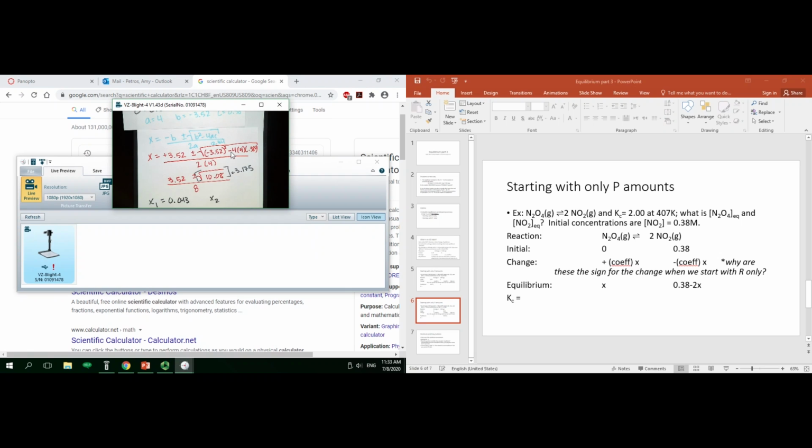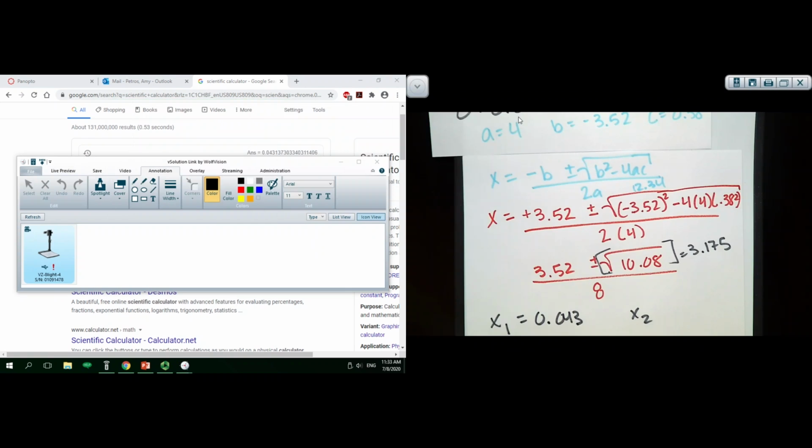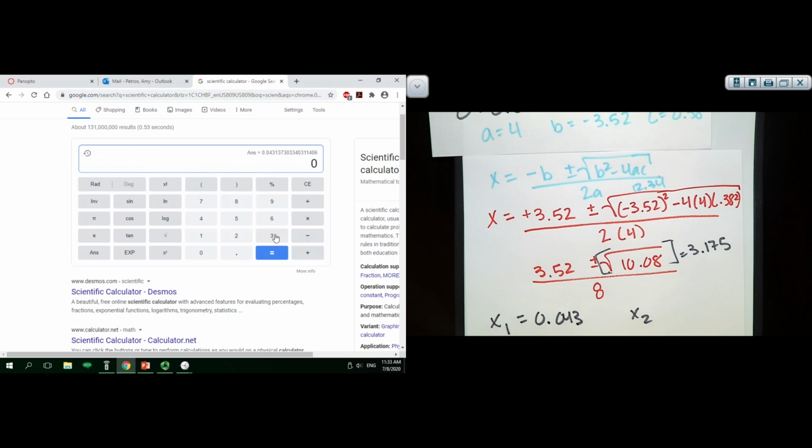Here, let me put my screen on this side. Here we go. 3.52 plus, I think this is going to be way too big, which is why I did the other one first, 3.175 divided by 8. 0.83, I'm going to round to 7. So x2, I get 0.837. So how do we know which one to use? One is going to make sense and one isn't.